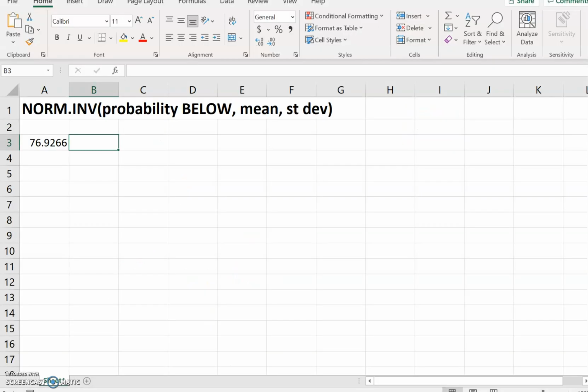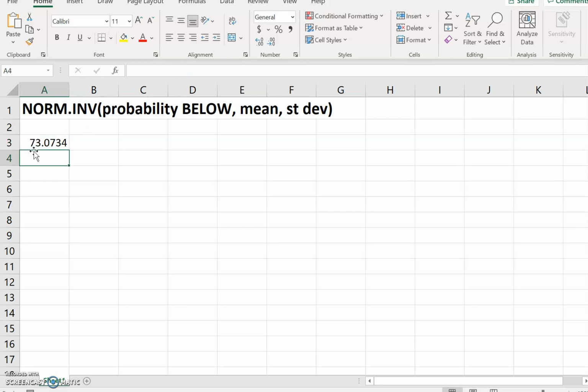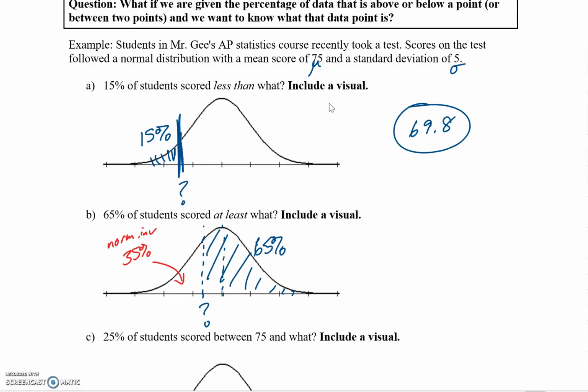So let's just go back here and say, all right, I didn't actually want 65 because that's to the right or above. I wanted 0.35, which is to the left or below. And now we see that we get a score of 73, let's say 73.1 if we're rounding to 1 decimal place. So 73.1. Again, our answer should make sense. Remember that the mean is 75, and based on our visual, we know we want something a little bit less than that. 73.1 is indeed less than that.